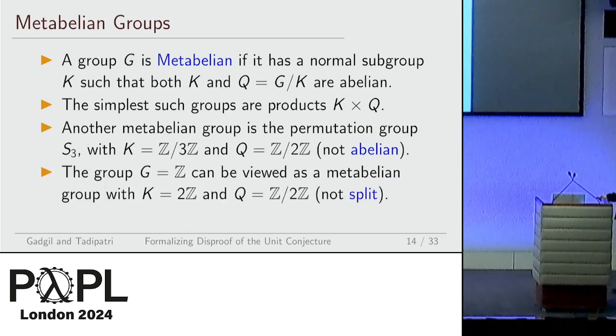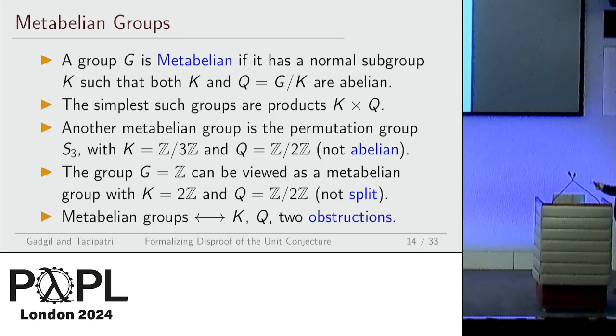And the group G equals Z can be viewed also as a meta-abelian group if you are perverse enough. It's of course a product, but we'll take K to be even integers, and then the quotient is Z mod 2. It is not this product, and it's not this product because it's not split. Now the great thing about this is exactly the 2 ways a group can fail to be meta-abelian. So a meta-abelian group is determined by K, Q and 2 obstructions.